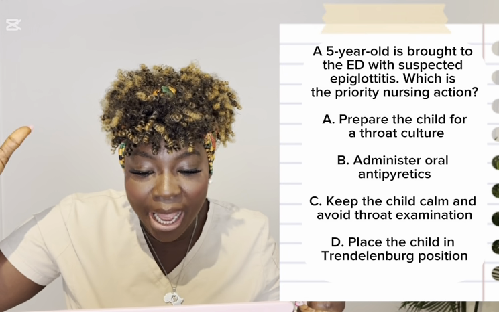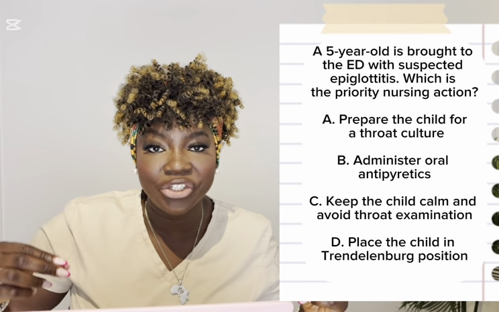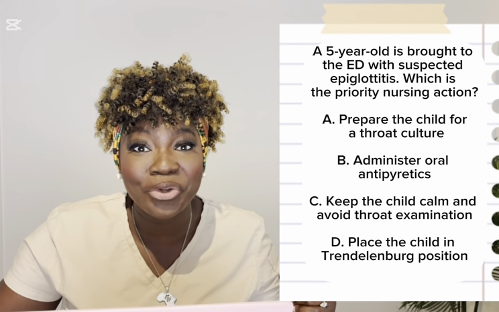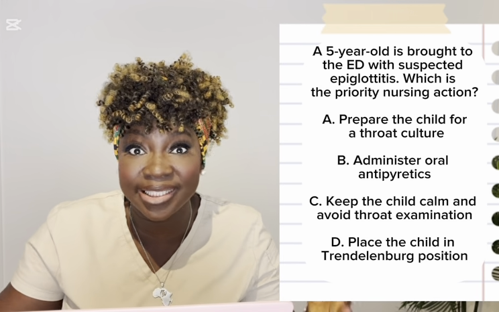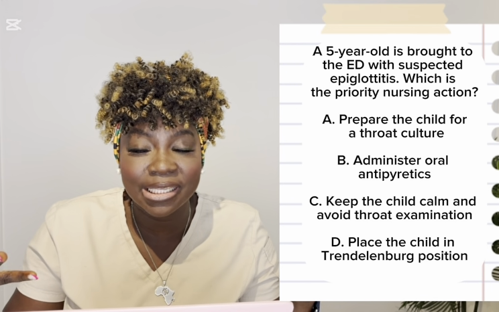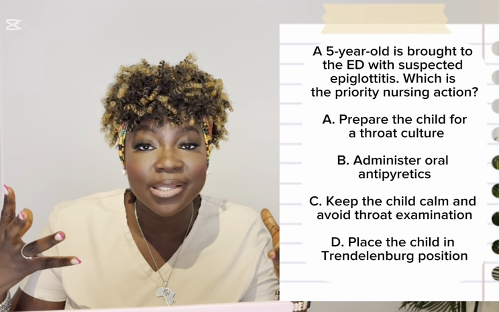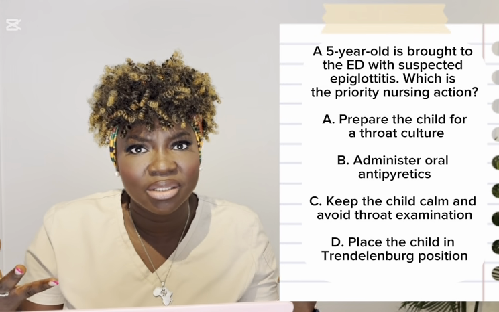You can administer oral antipyretics later, and antipyretics are medication that are used to treat fever. You can administer that later, but your priority right now is securing that airway, because when the airway is gone, the child is dead. Remember I said it affects children mostly between 2 to 5 years old. When the airway is blocked or lost, the child is gone.